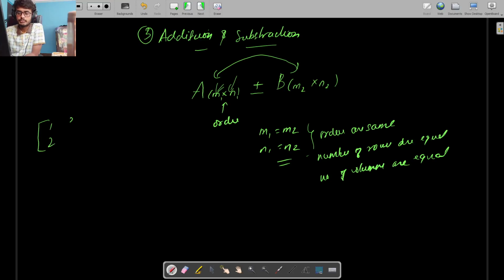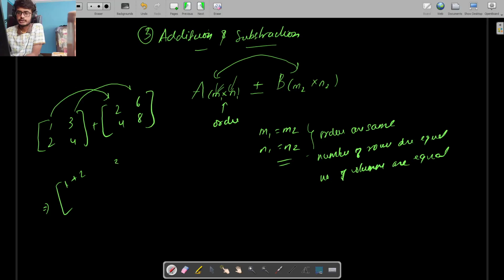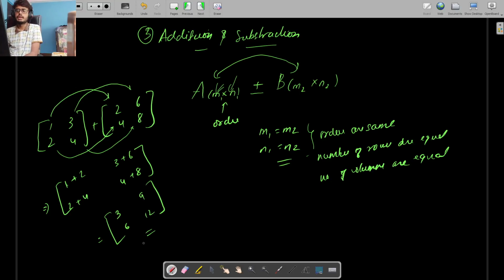So if I have some matrix like 1 2 3 4, and I'm adding this with 2 4 6 8, then basically the addition will be 1 plus 2, then 3 plus 6, then 2 plus 4, then 4 plus 8. So this will ultimately end up in 3 6 9 12. So this will be the addition of the matrix, right?